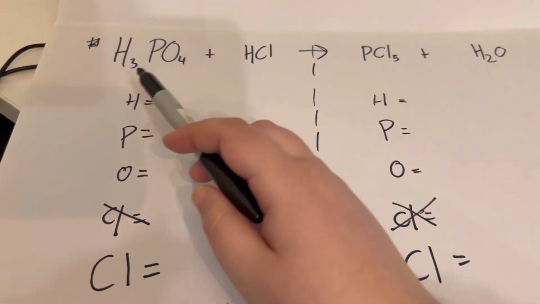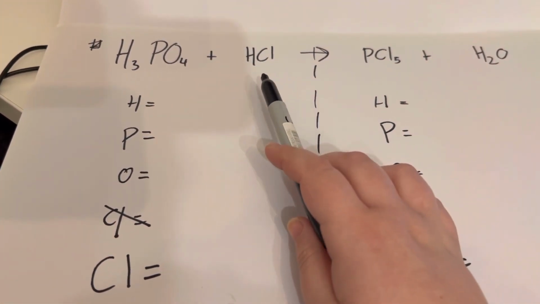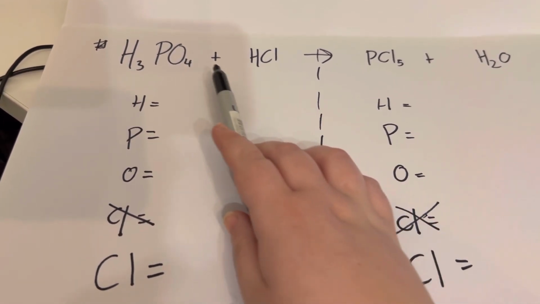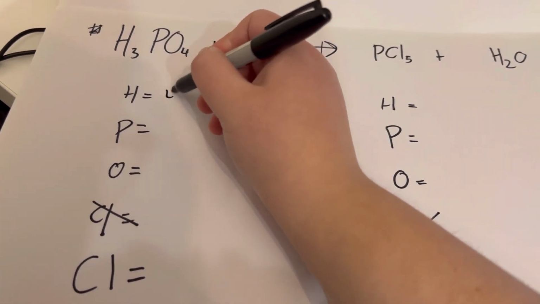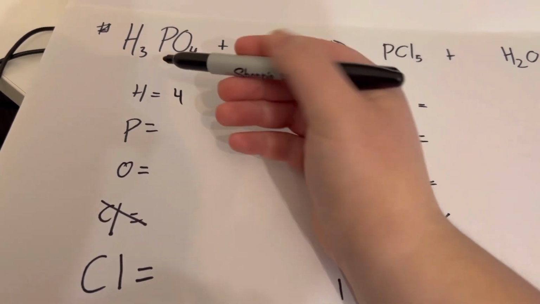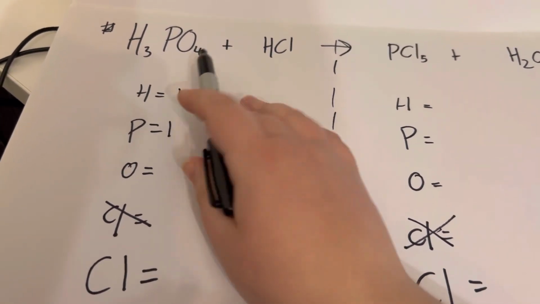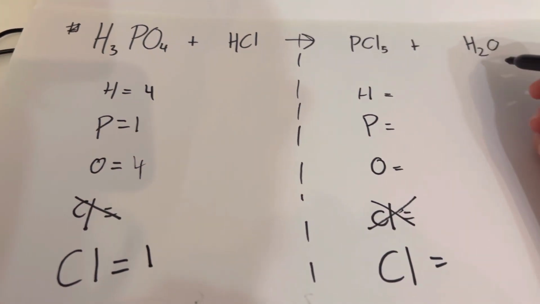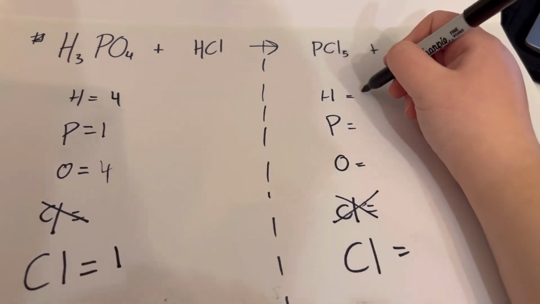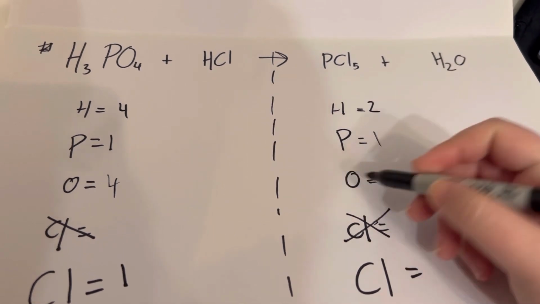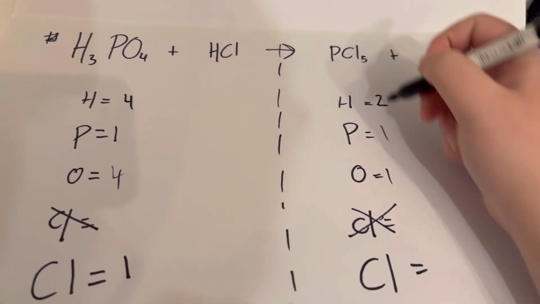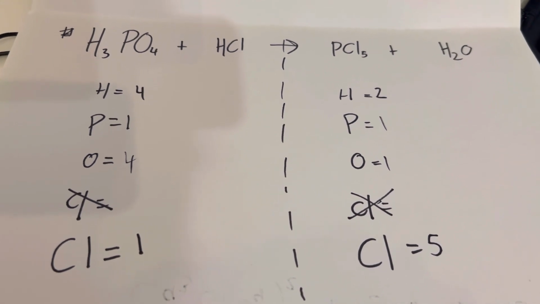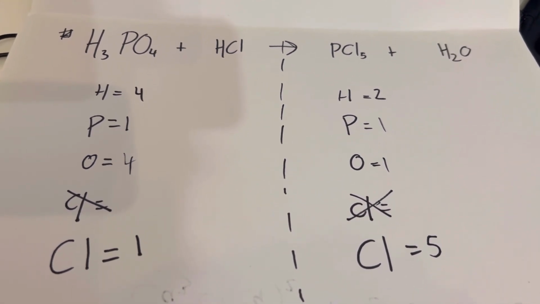These numbers here are for the total number of that element. So for hydrogen, though there's 3 here, there's 1 here as well. So in total, we have 4. Phosphorus, we have 1. Oxygen, we have 4. And chlorine, we have 1. On this side, hydrogen, we have 2. Phosphorus, 1. Oxygen, 1. And chlorine, we have 5. Alright? Now we need to somehow balance this.